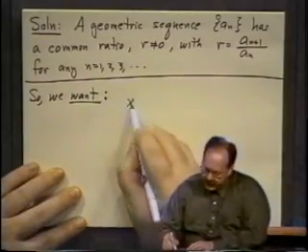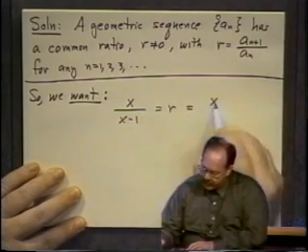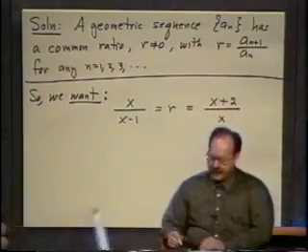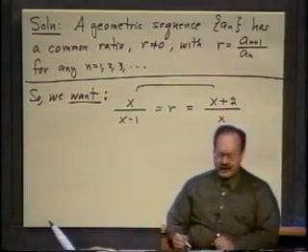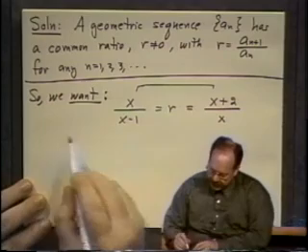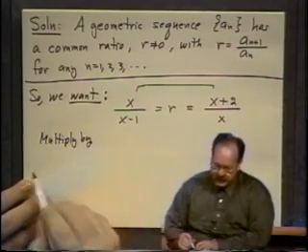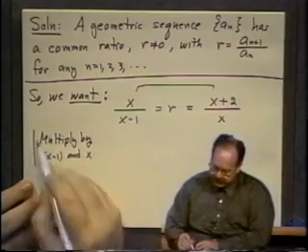So we want x over x minus 1 to be our common ratio r, but that must simultaneously be the same one we get for x plus 2 over x. And you see, of course, by taking the two ratios, we have an equation in x that we can solve. So here's what I'm going to do. I'll tell you along the way, I'm going to multiply both sides by x minus 1 and by x.